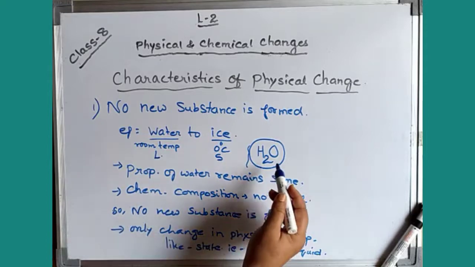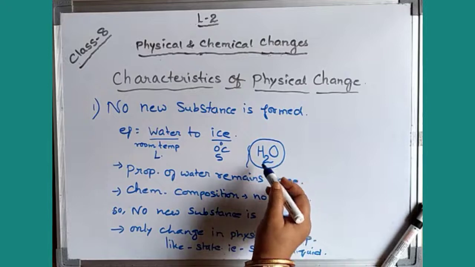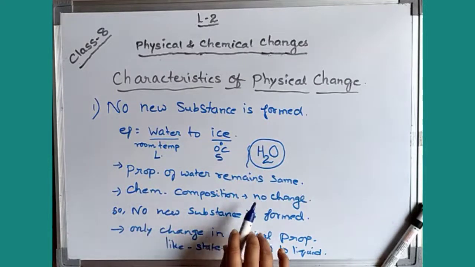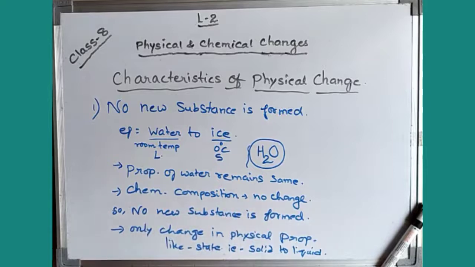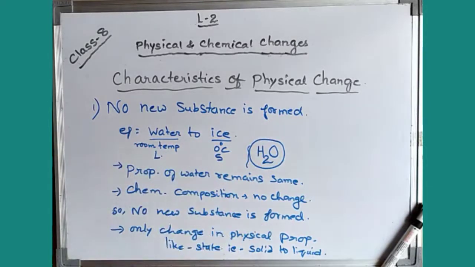And what about the composition? Composition also remains the same. It remains the 2:1 composition ratio, everything, and it is the combination of hydrogen and oxygen. There is no change in them. So as a result, what happened? No new substances formed. Then what is the slight change we find in the characteristics of the physical change? Only a change in the physical state we find in this process. That means it changes from solid to liquid.